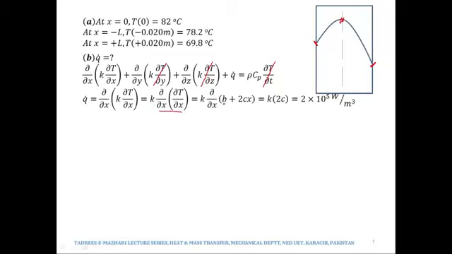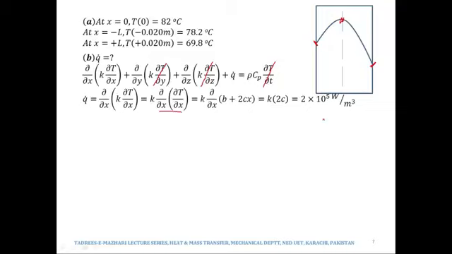So the first derivative will give us b plus 2cx, and if we differentiate it again we get 2c, and if we put the values of k and c which are provided, we get 2 exponent 5 watts per cubic meter, because the units of q dot, if you recall, q dot was heat generated per unit of volume, therefore the units would be watts per unit volume, means per cubic meter.